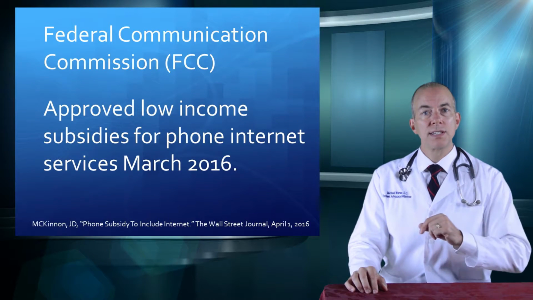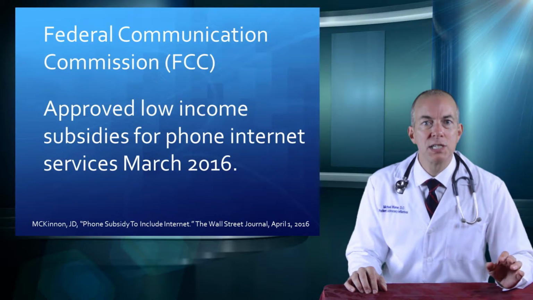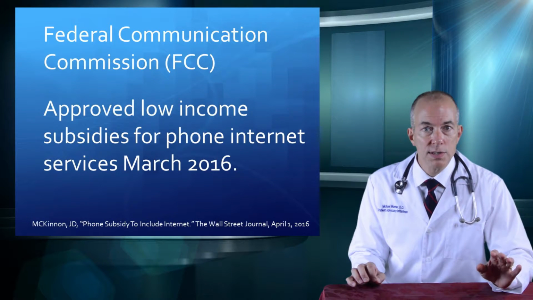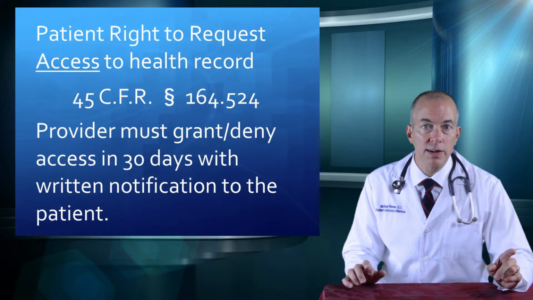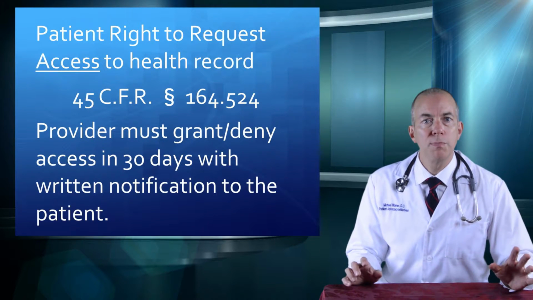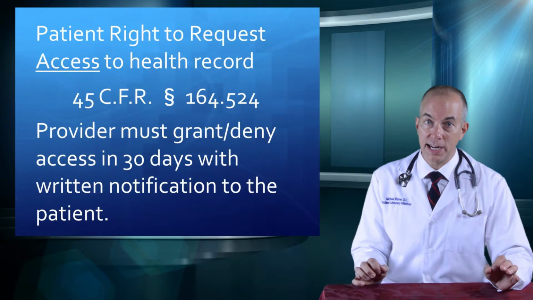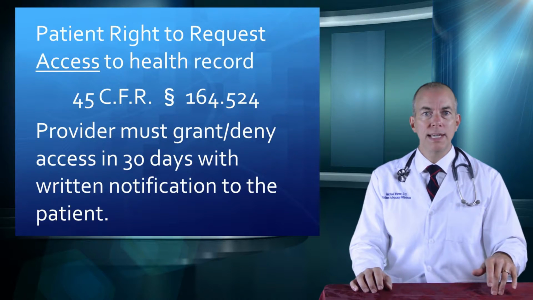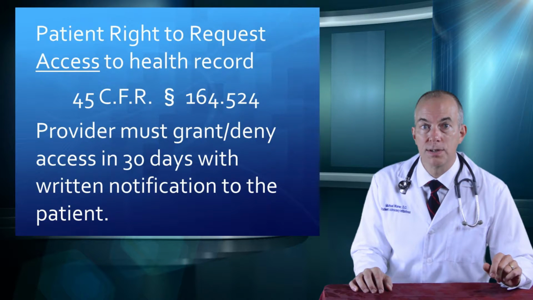In late March 2016, the Federal Communications Commission, FCC, approved a plan to expand phone subsidies to people with low incomes to include internet service. Experts cited a digital divide among those who can afford internet service versus those who cannot. This subsidy was approved because an estimated third of low-income households do not have internet access because of the cost. With regards to healthcare, this internet subsidy helps our citizens exercise their right to access their health information.